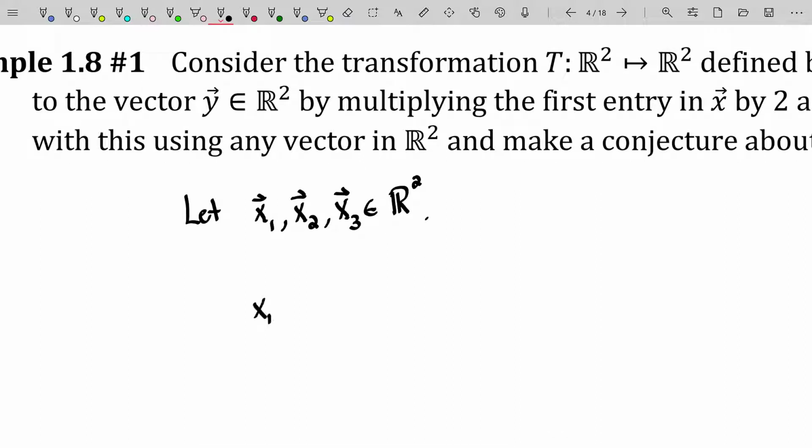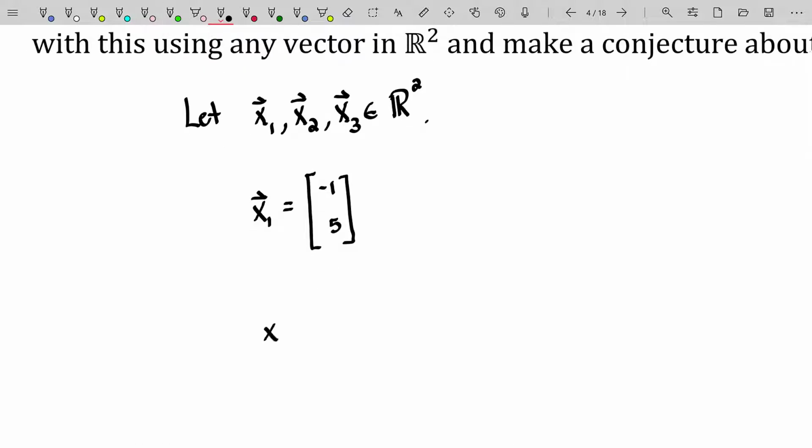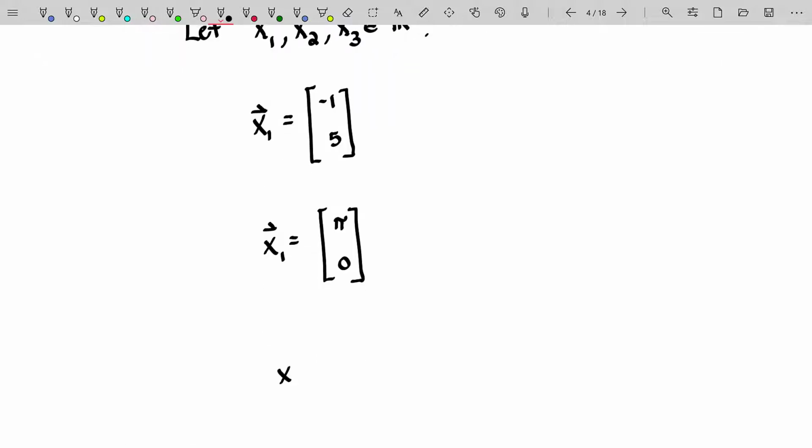But try to create a nice swath of vectors that you can play with here. So we'll do one, just general, let's say -1, 5. And let's have another one that maybe has a 0 in the second element. So let's do a pi, 0. And then finally a vector x sub 3. That was supposed to be, by the way, vector x sub 2. Vector x sub 3, let's do a 0 in the top element. Notice I'm just using irrational numbers in those last 2 column vectors.